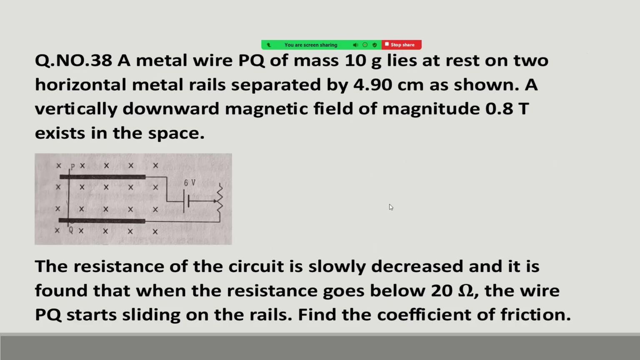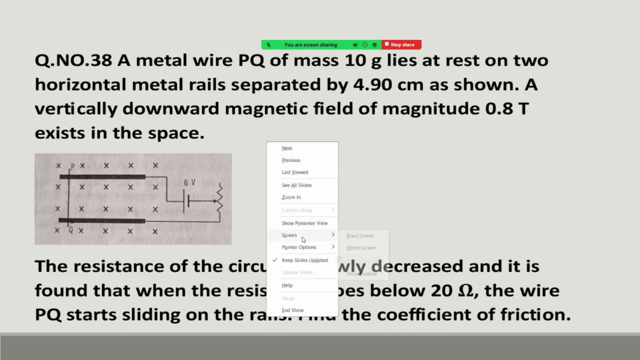Let's see the question given. A metal wire PQ of mass 10 gram lies at rest on two horizontal metal rails. Separation given. A vertically downward magnetic field of magnitude 0.8 Tesla exists in the space. The resistance in the circuit is slowly decreased, and it is found that when the resistance goes below 20, the wire PQ starts sliding on the rails. Find the coefficient of friction. Okay, let's see how to start.